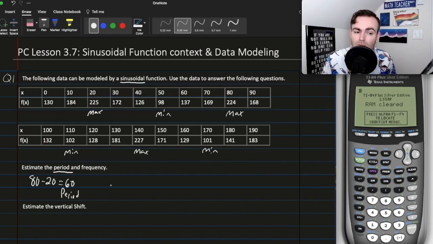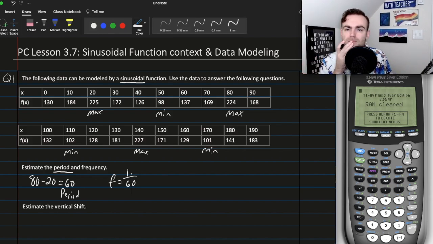What is frequency? Well, frequency is equal to 1 divided by our period. So 1/60th is our frequency. Easy peasy, right? Vertical shift. This is a little bit more difficult, right?